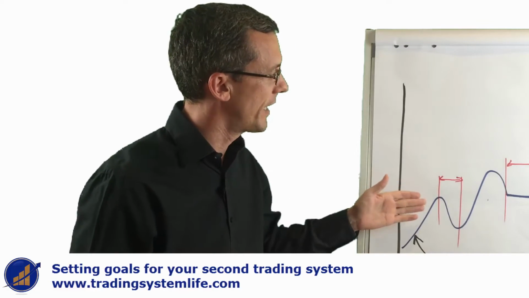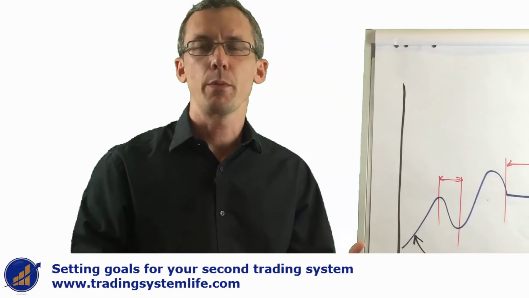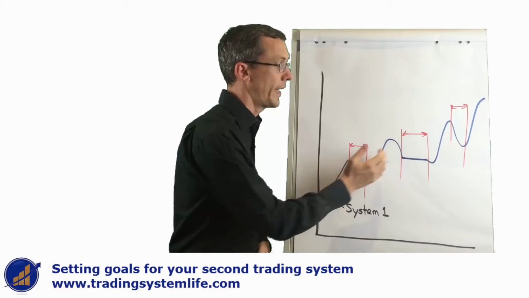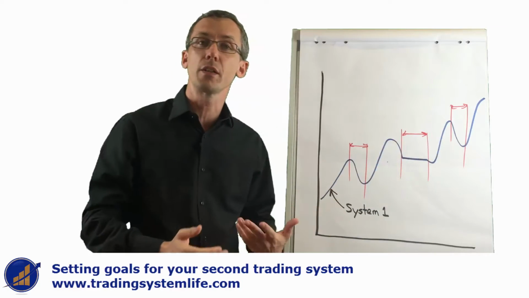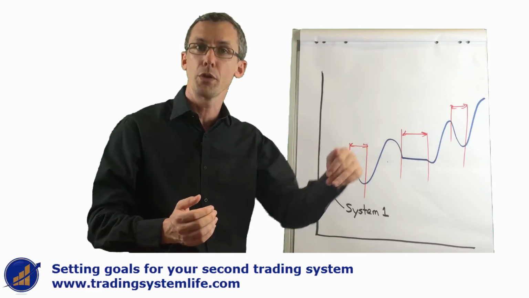So now that we've seen in our first system the areas that we want to improve, I want to talk about how we go about setting our objectives for correctly fixing or addressing those problems in our equity curve or in our backtest by adding in our second system or a third system.